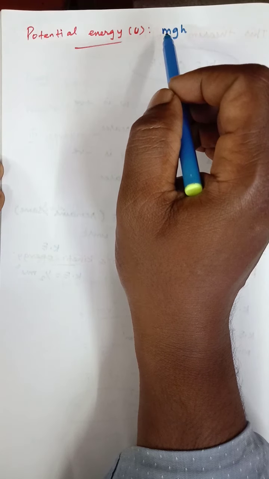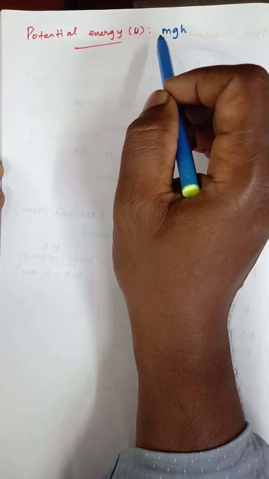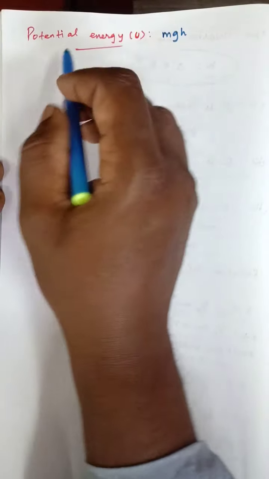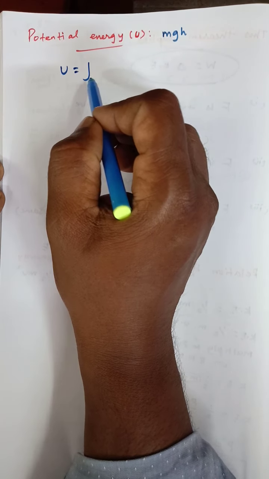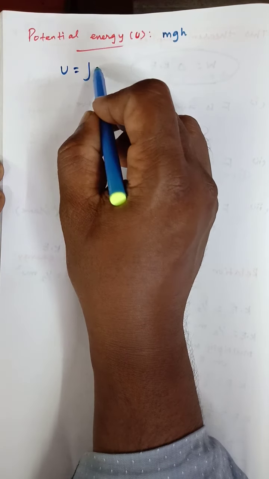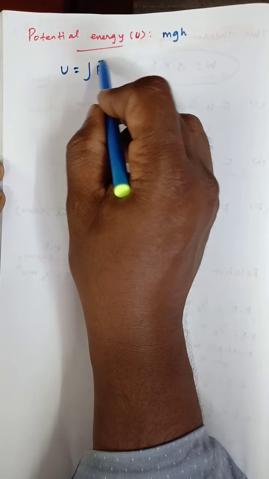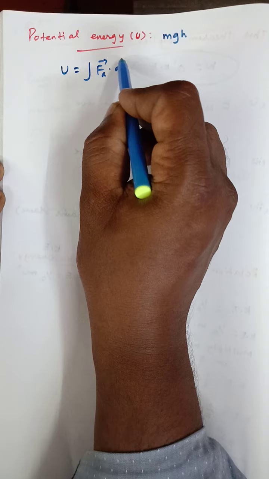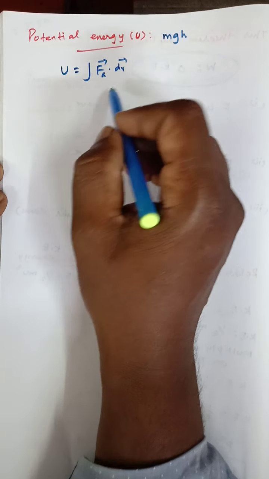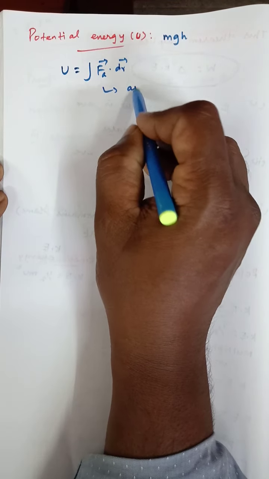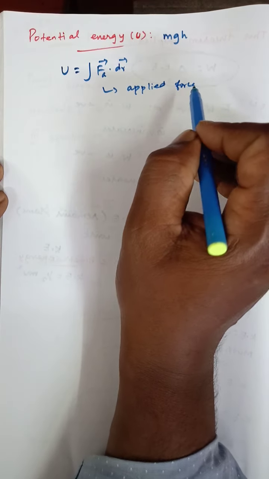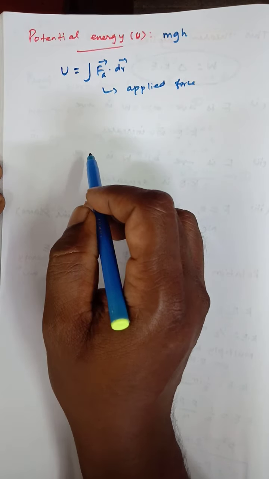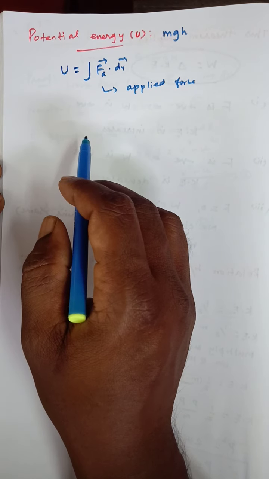Okay, so we write that mathematically. The formula for that potential energy U is equal to the integral, because it changes continuously. So the integral of the applied force Fa vector into the displacement dr. Here Fa is called what? Applied force. Fa is the applied force.